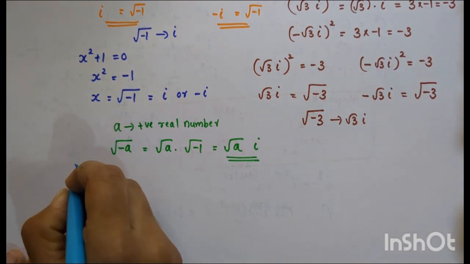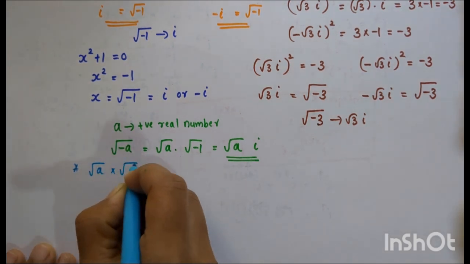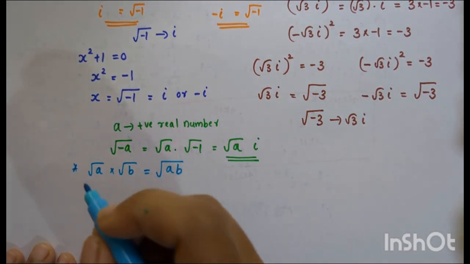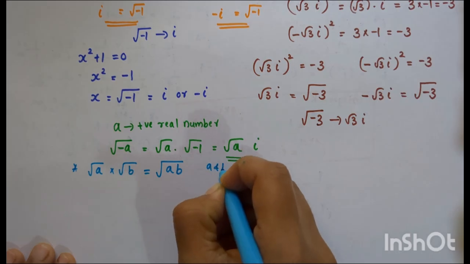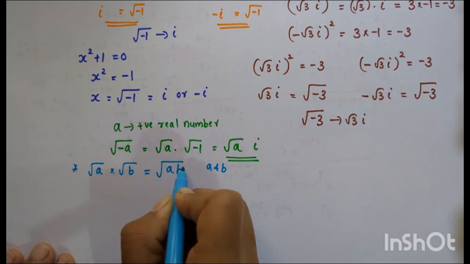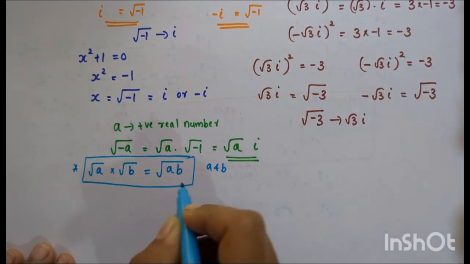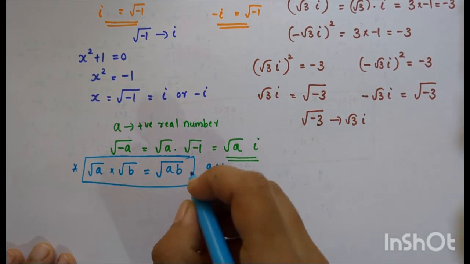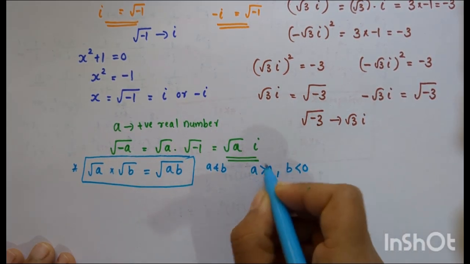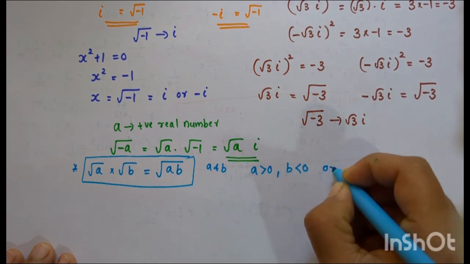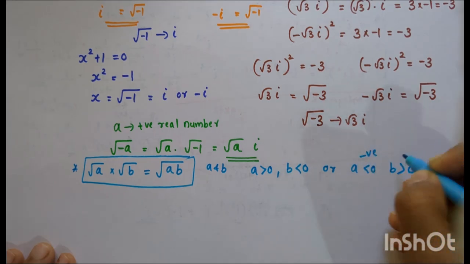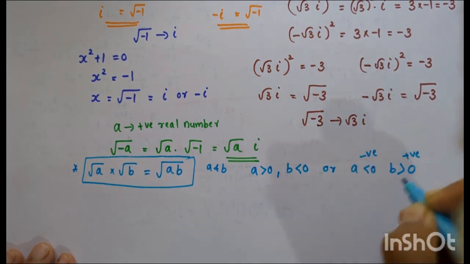Now you see, root a into root b can be written as square root of a into b for all real numbers a and b. Is this true? That is, square root of a into square root of b will be equal to square root of a into b. This is true when either a is greater than 0 and b is less than 0, that is a positive, b negative, or a is less than 0 and b is greater than 0. That is, a negative and b positive.